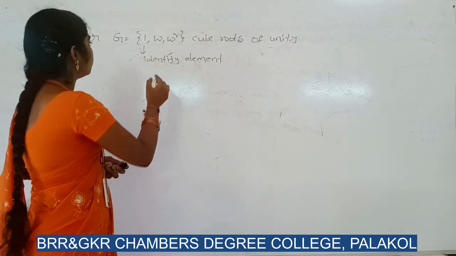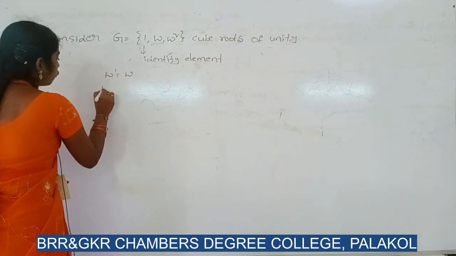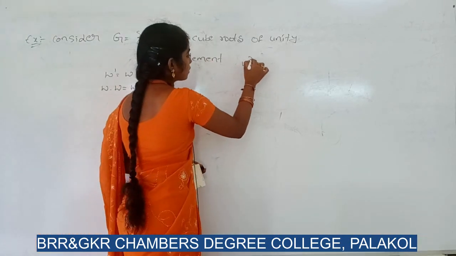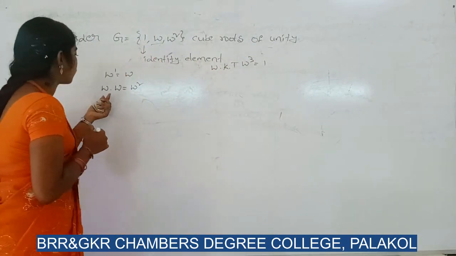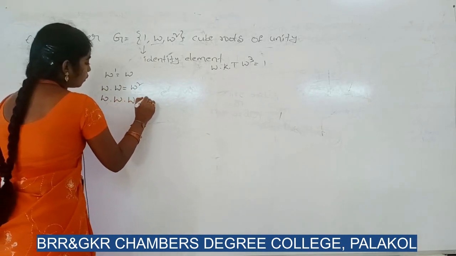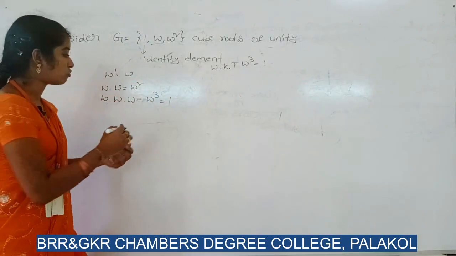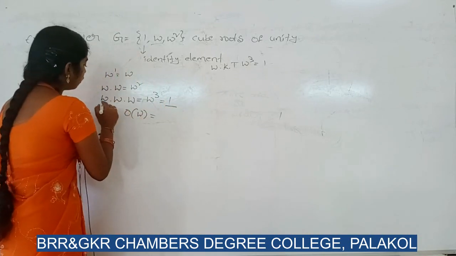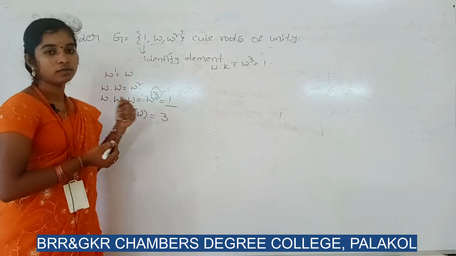So first you have to find the order of omega. So omega power 1 equal to omega. Omega into omega value is omega square. We know that omega cube equal to 1. So multiply one more time: omega into omega square value is omega cube, so omega cube value is 1, which is the identity element. So the order of omega equal to 3, multiplying 3 times.